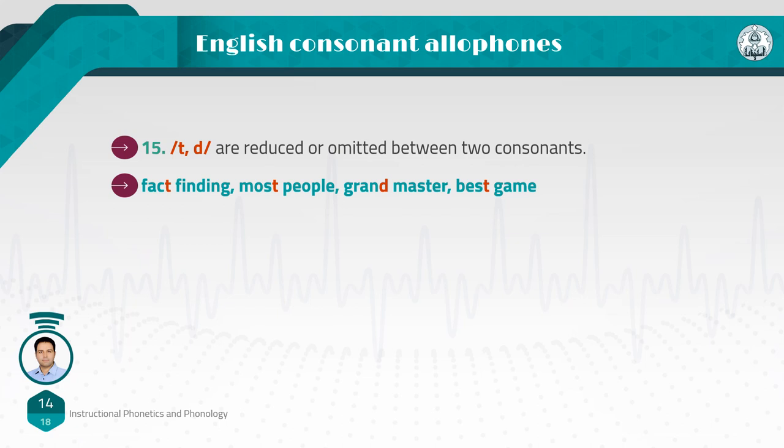Most people, I said most people. Grandmaster, you can say grandmaster. Best game, you can say best game. So t and d can be dropped between two consonants. In best game, t is placed between s and g, two consonants, therefore I can drop it.